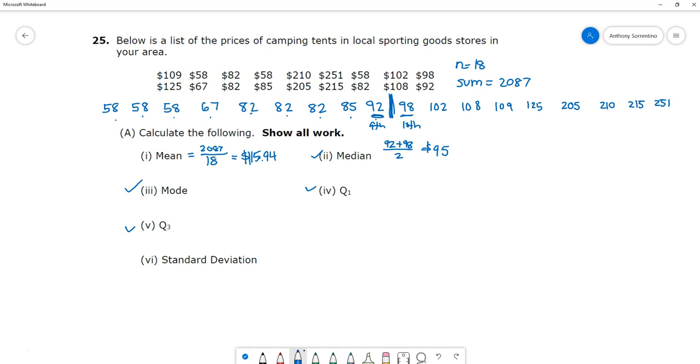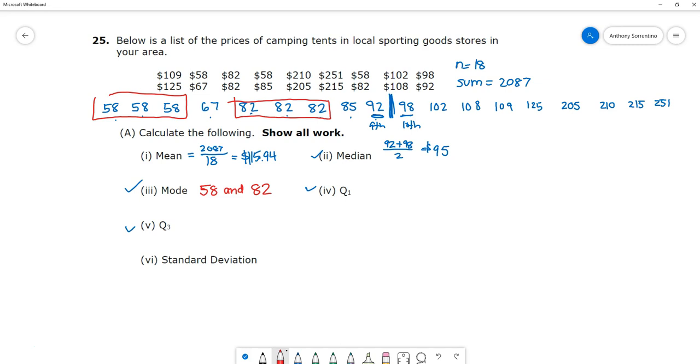The mode, I'm looking for the most frequent score. When I look at the data, 58 appears 3 times, 82 appears 3 times. There's nothing else that appears more than 3 times. So this would actually have 2 modes: 58 and 82. You can have more than one mode. You can have a whole bunch of different modes, as long as one appears more frequently than some other piece of data. If I have 10 pieces of data and I have 3 groups of 3 and one that just hangs around, I would have 3 modes.